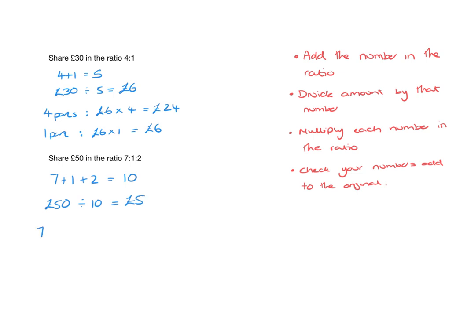So if I want to work out 7 parts, I'm going to multiply my £5 by 7. So that gives me £35. To get my 1 part, I'm going to multiply by 1. And that gives me £5. And then for my 2 parts, I'm going to multiply by 2. And that's going to give me £10.